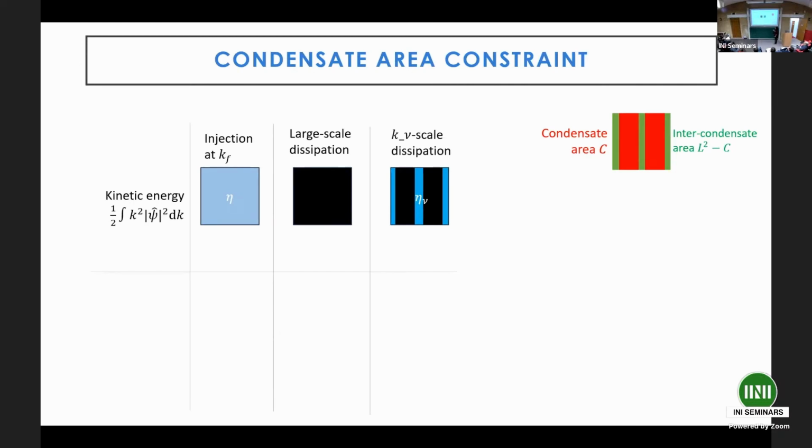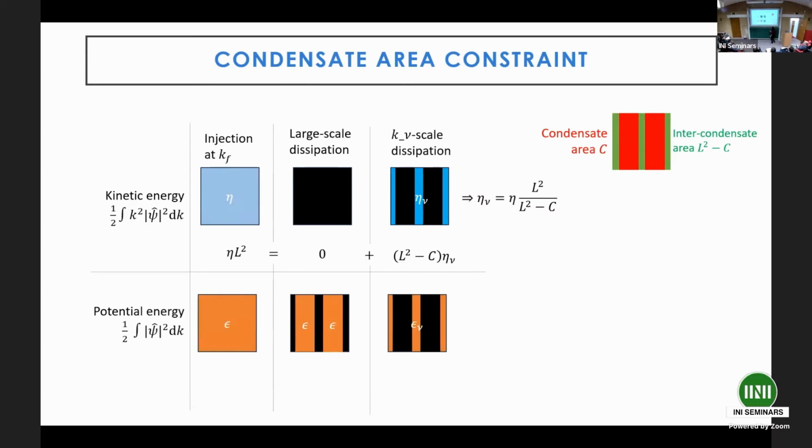And what I told you is that this small scale dissipation of the kinetic energy is only occurring in the intercondensate area, not inside the condensate. So this means that the total entropy that I'm injecting has to be all of it dissipated in this region. So the flux and the dissipation in this region has to increase by a factor that's related to the size of the domain. That tells me what the energy dissipation rate is in this region, which is also the kinetic energy flux in those regions.